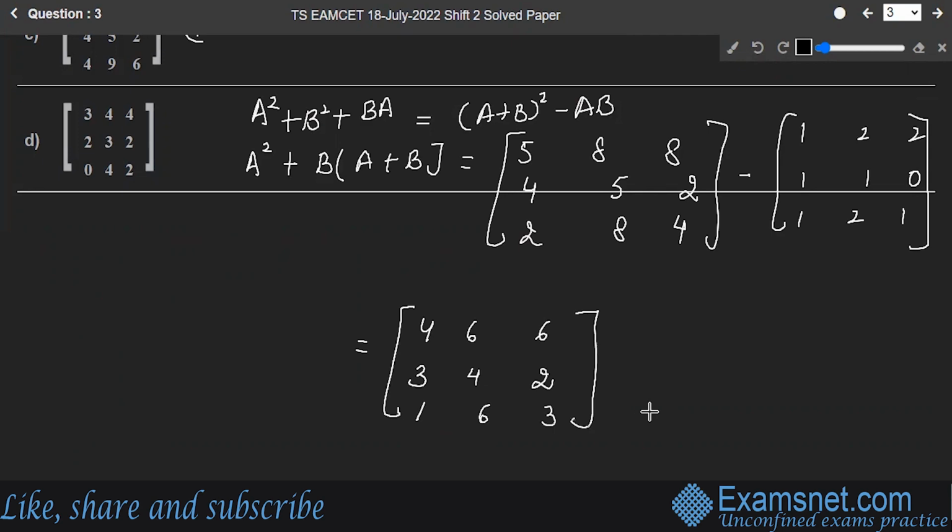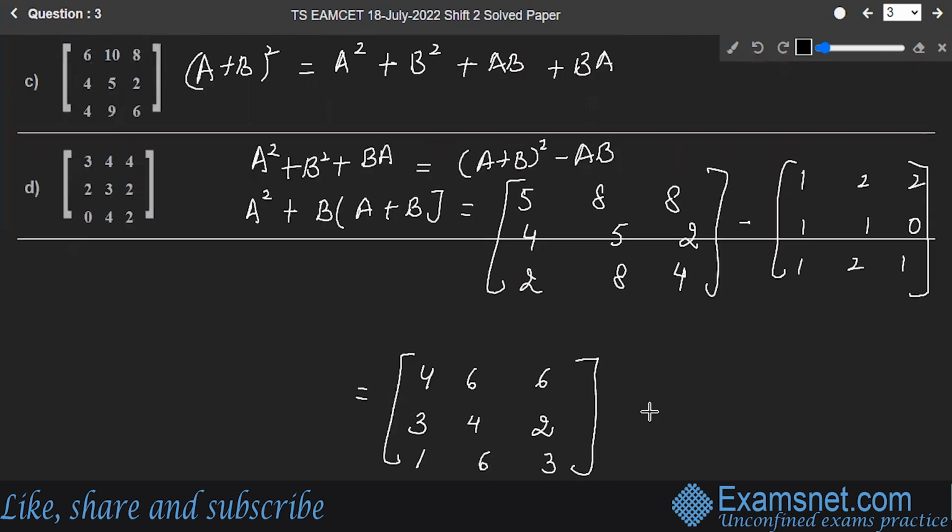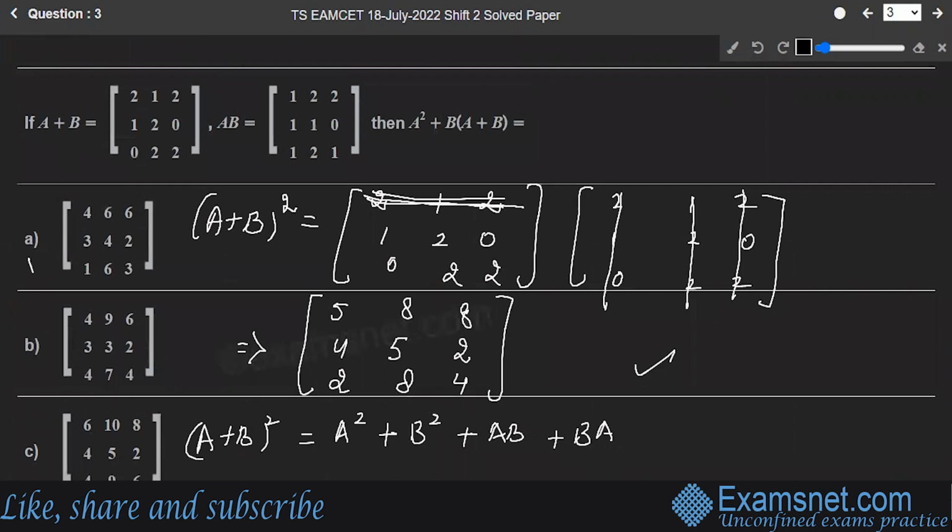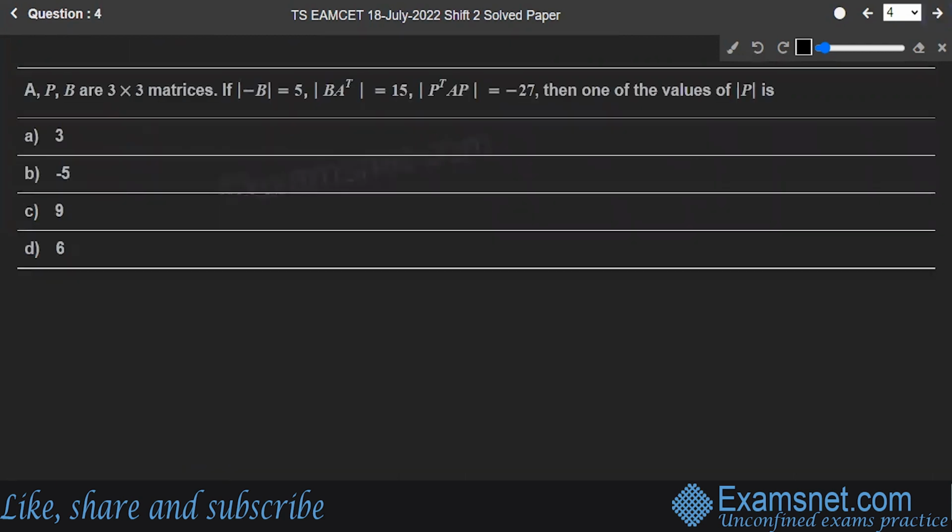Let's check with the options now. 4, 6, 6, 3, 4, 2, 1, 6, 3. This is option A. So this is the correct answer to our problem. Hope you understood this one. Next, question number 4. All right, again a matrix problem.